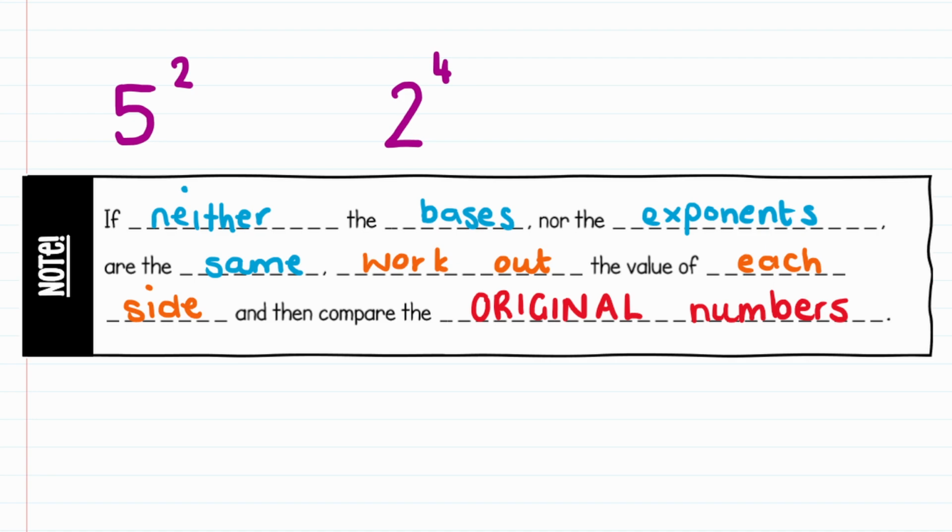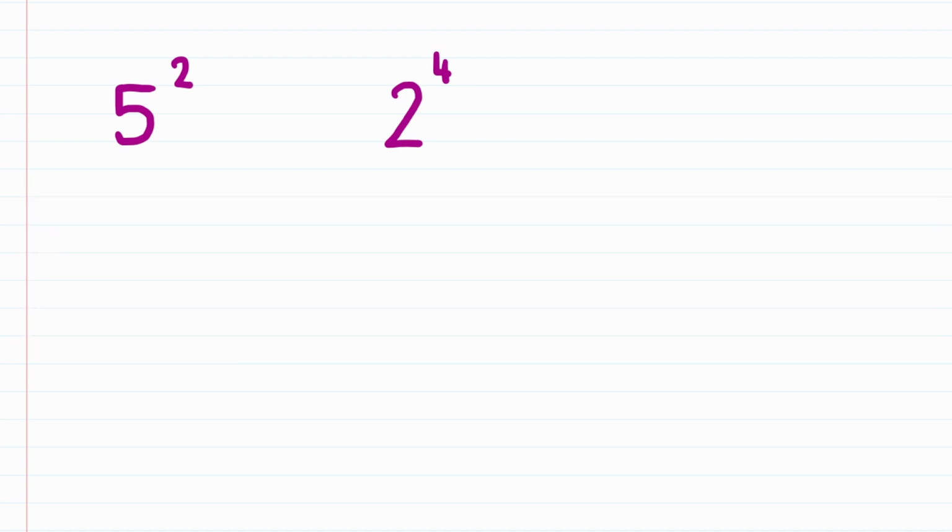If neither the bases nor the exponents are the same, work out the value of each side and then compare the original numbers. Remember, that's what the question's asking you to do. So always go back and compare what you were originally given. So for example, we've been given 5 squared and 2 to the power of 4.